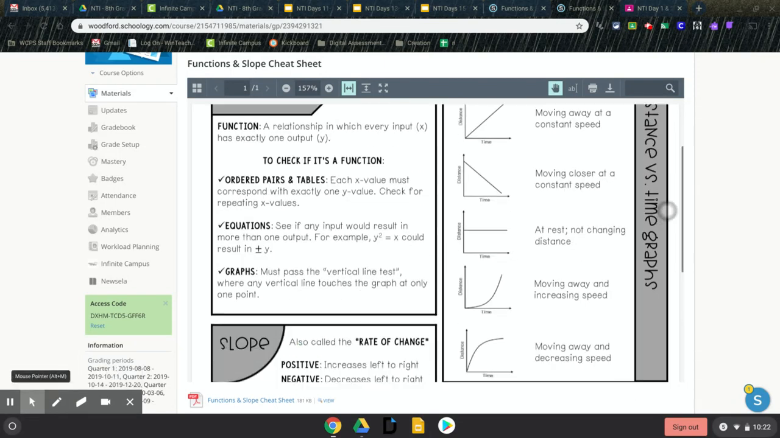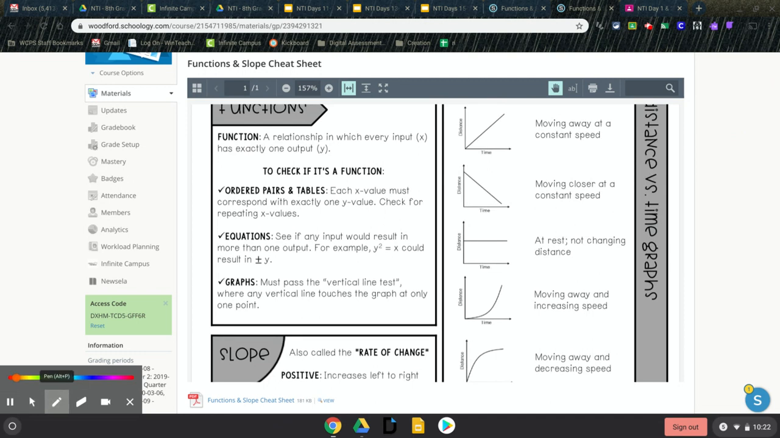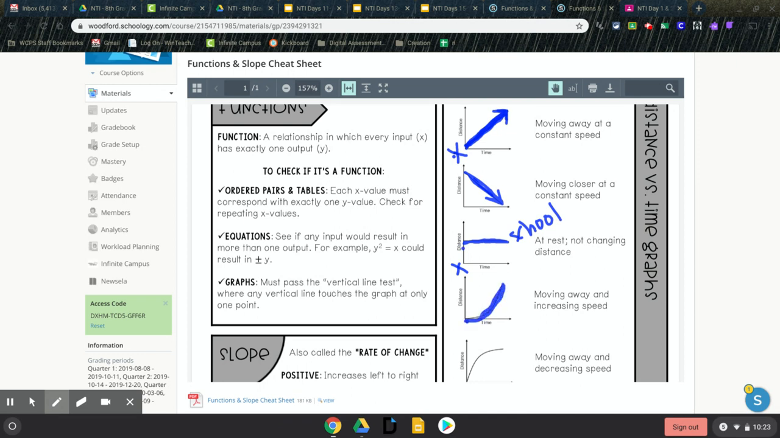Up here are our distance versus time graphs. This has a constant rate of change. It's a constant slope. It is linear, so it's moving away. Remember, this is our reference point, so this is where they started, and they're moving at a constant rate of speed. This one is moving back to home, back to the reference point at a constant rate of speed because it's a straight line. This one's not moving. If this is home, this might be school. They're at their destination and they're not moving. This one is exponential. It is not linear. So they are moving away at increasing speeds. And this one is starting to slow down because their line is starting to flatten out.